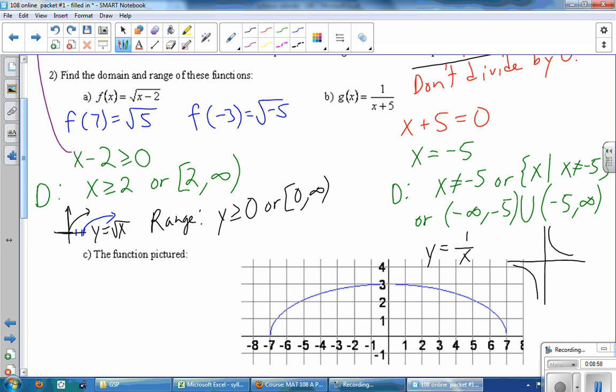I'm not even going to draw it because the range is unaffected. So the range is a set of all the y values, all the outputs. So what different y values do we come up with? Well, let's see.